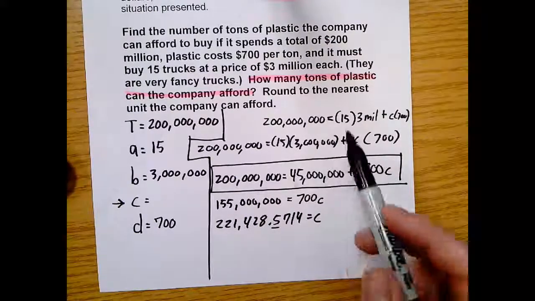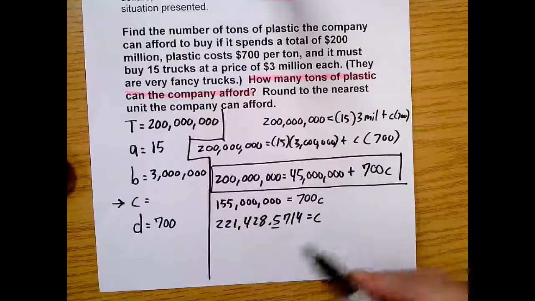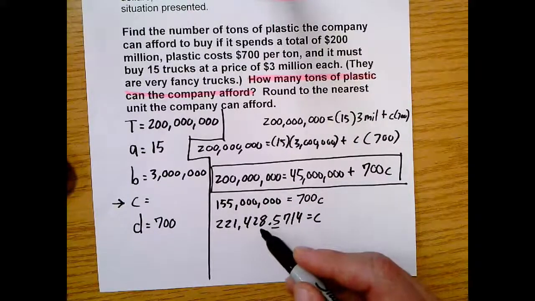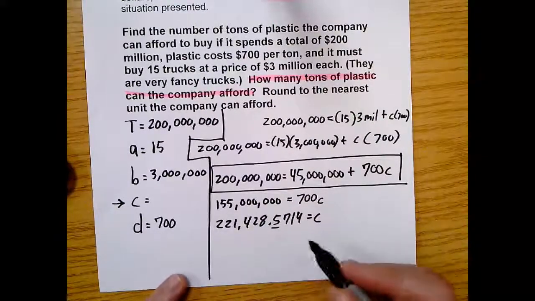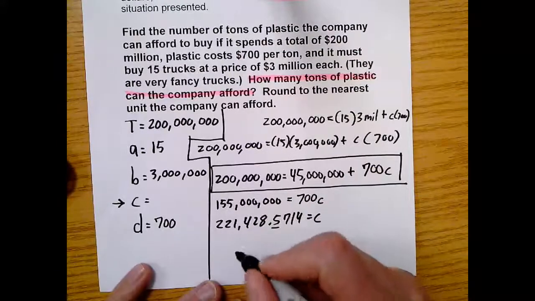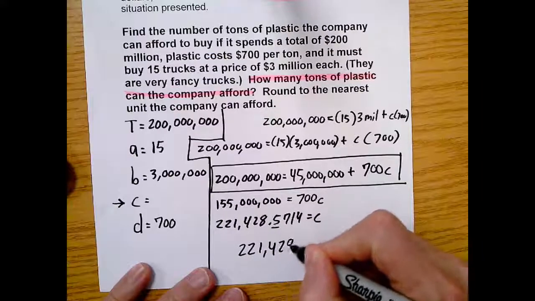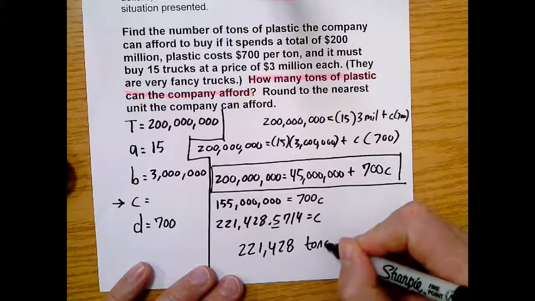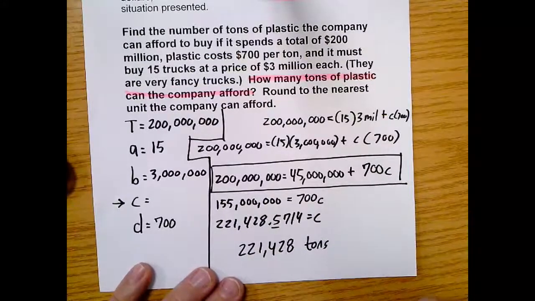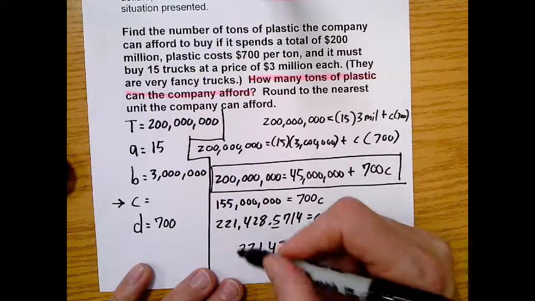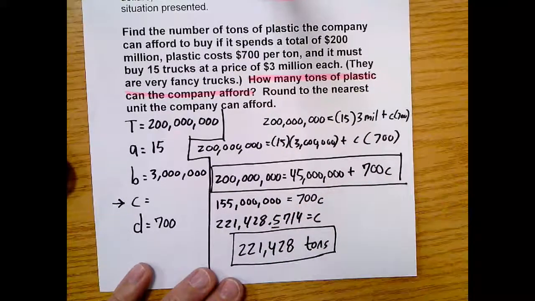So when it says to round to the nearest unit the company can afford, we actually have to round down to this 8. And so the most the company could afford is 221,428 tons. That's the most plastic they can afford. All right, there's your answer. Give it a box. Well done.